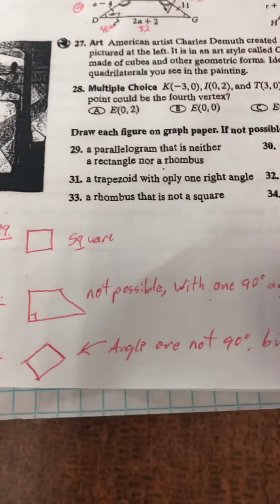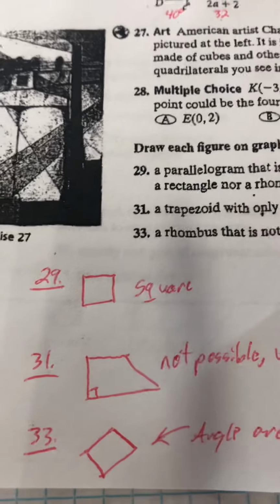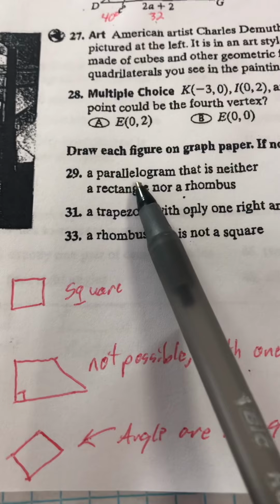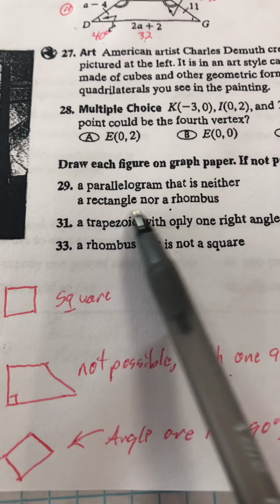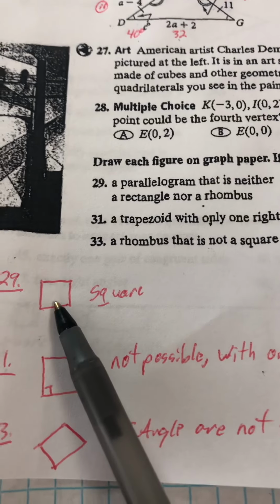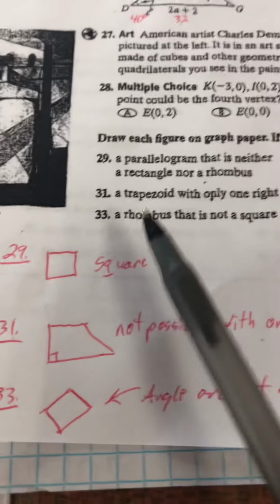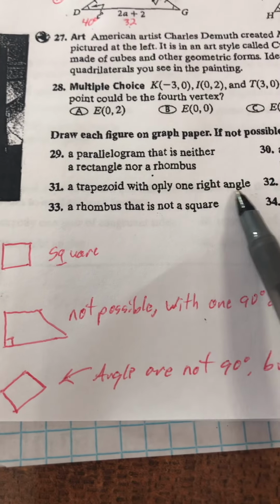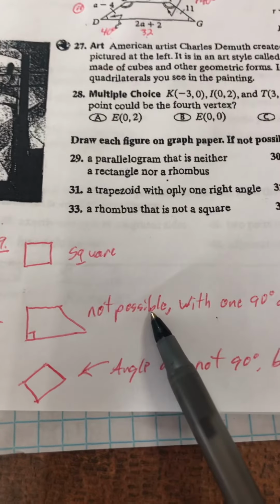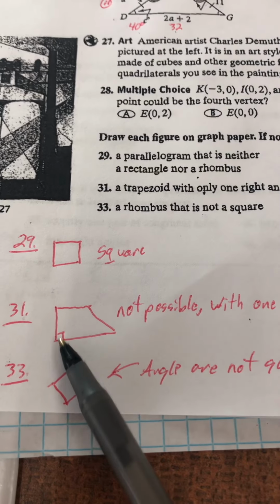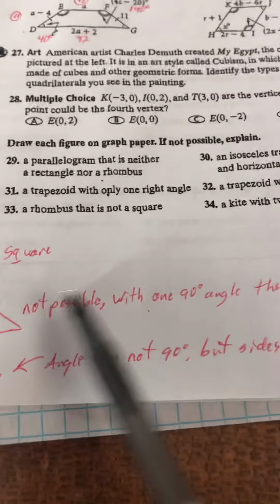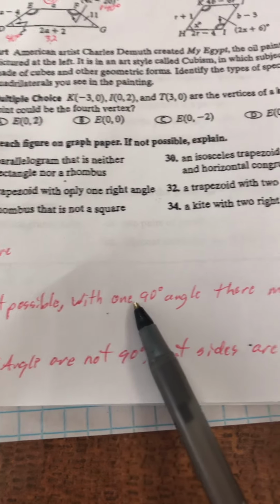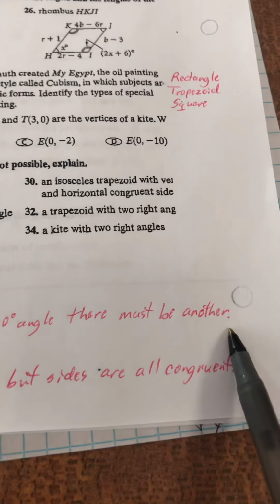For 29, 31, and 33. 29, a parallelogram that is neither a rectangle nor a rhombus. That would be a square. 31, a trapezoid with only one right angle. That is not possible, okay? Because if you have one right angle, you're going to have another one. So the explanation: with one 90-degree angle, there must be another.